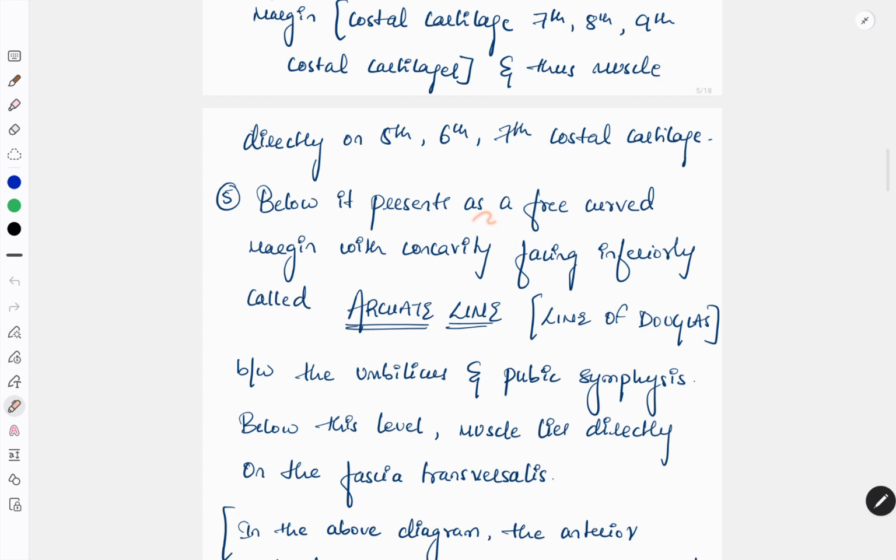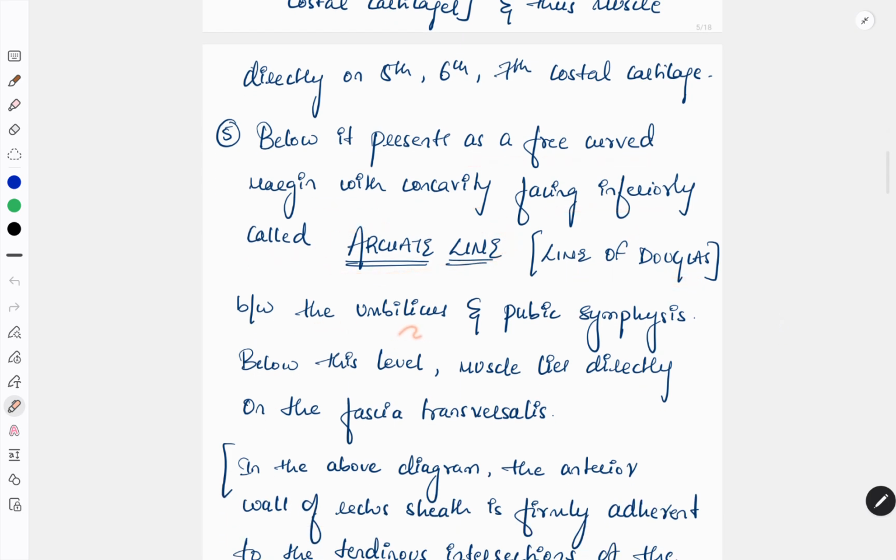Moving on, below it presents as a free curved margin with concavity facing inferiorly called the arcuate line. This is also known as the line of Douglas, between the umbilicus and the pubic symphysis. Below this level, the muscle lies directly on the fascia transversalis. So, what is the arcuate line? First of all, it lies between your umbilicus and the pubic symphysis, and it presents freely. It is a free curved margin with concavity facing inferiorly.